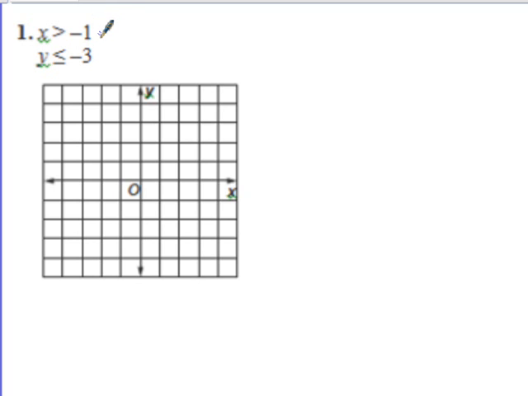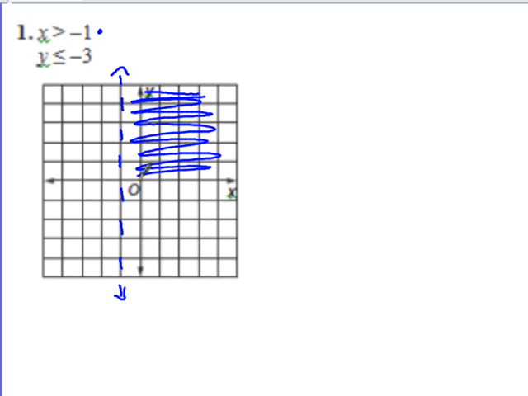So I'm just going to graph this inequality. x is greater than -1. So x equals -1 would be a vertical line at -1. And I'm going to make it a dotted line because x is greater than, not greater than or equal to. So it's a dotted vertical line at -1. And the solution for x is greater than -1, here are all the numbers that are greater than -1.